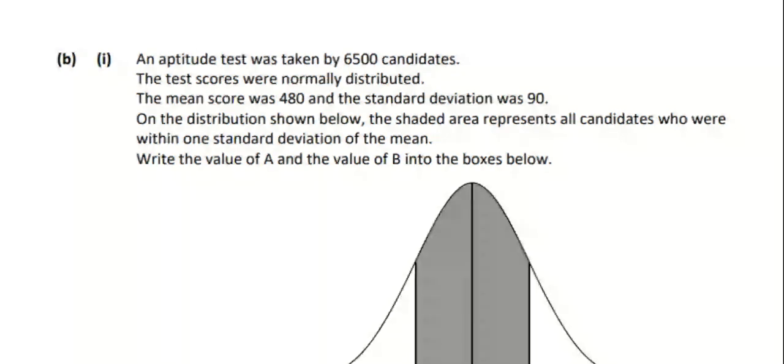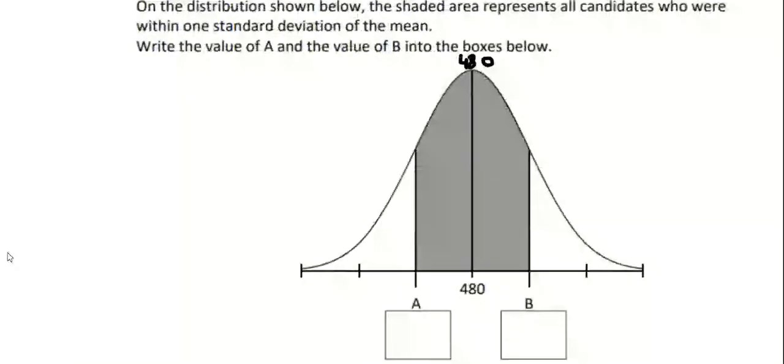3b as well while I was at it. So this is a 2020 paper 2 3b. An aptitude test is taken with 6,500 candidates. The test scores are normally distributed. The mean was 480 and the standard deviation was 90.